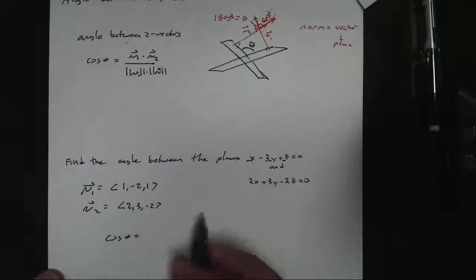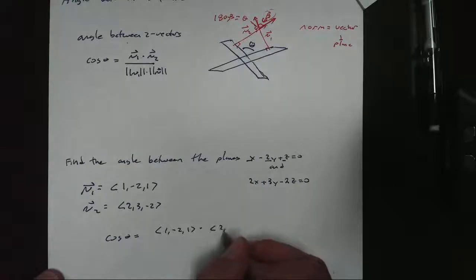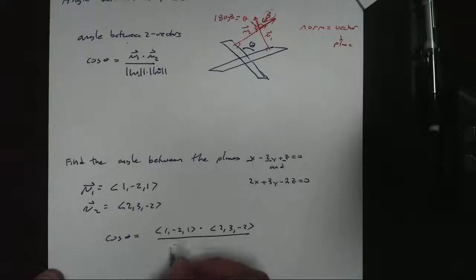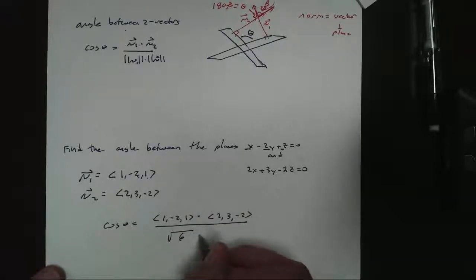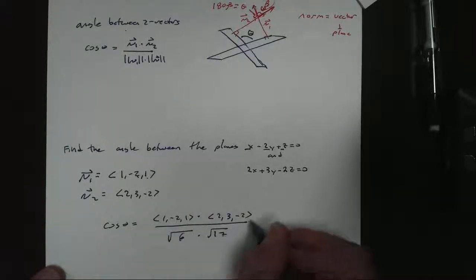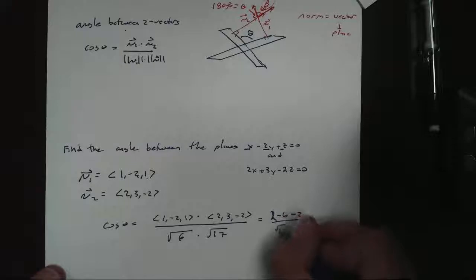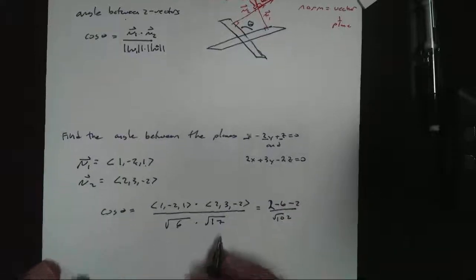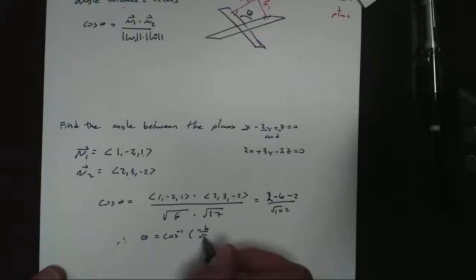Ready? Cosine of theta equals the dot product between the two, so I take 1, negative 2, 1, dot that with 2, 3, negative 2, and divide that by the product of their magnitudes. Sorry about that. So we get 1 plus 4 plus 1, square root of 6, times the square root of 17. In simplifying this, we would get 2 minus 6 minus 2 over the square root of 102. So therefore, we can get theta by taking the inverse cosine of negative 6 over the square root of 102.